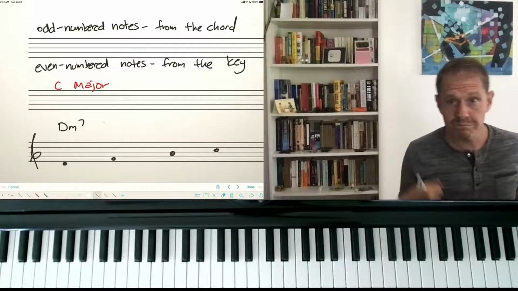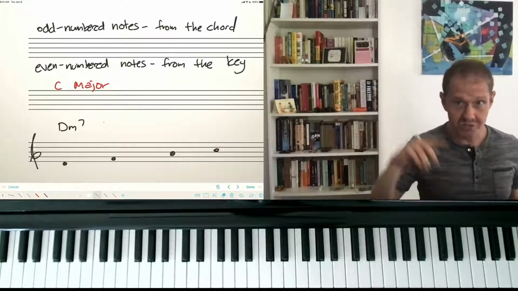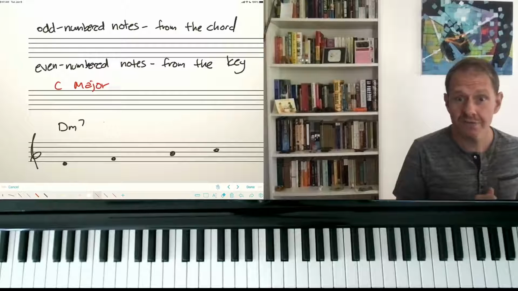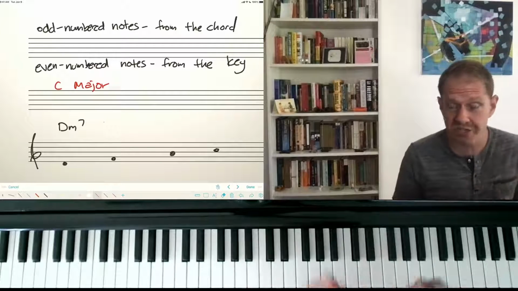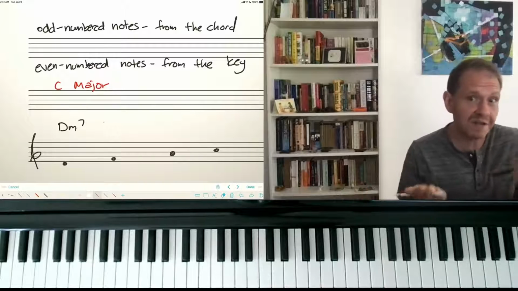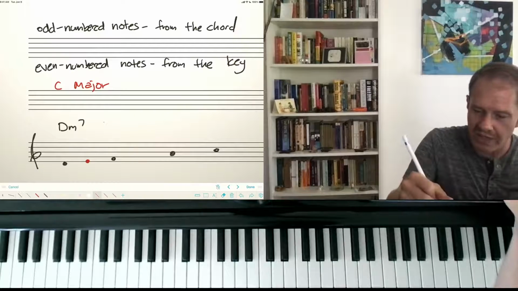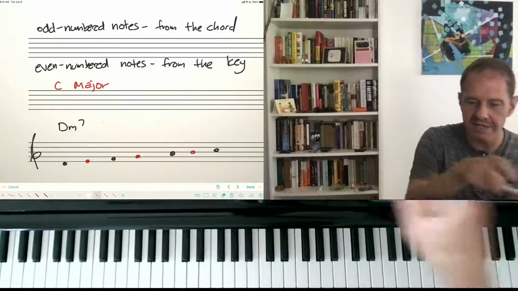And so we're going to grab the even numbered notes, the 2, the 4, the 6 of the scale, from the key of C major. And when I say that, I'm thinking really about the key signature of C major. So no flats, no sharps. And here's where we get these even numbered notes.